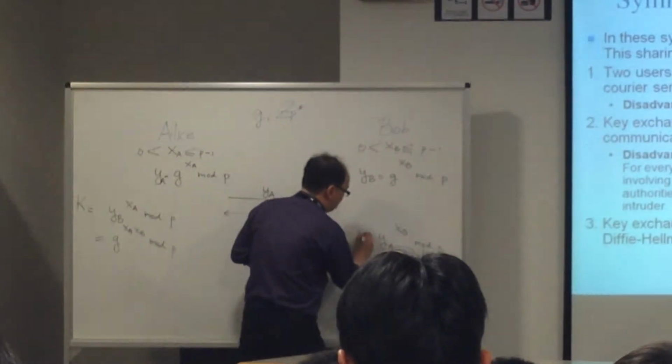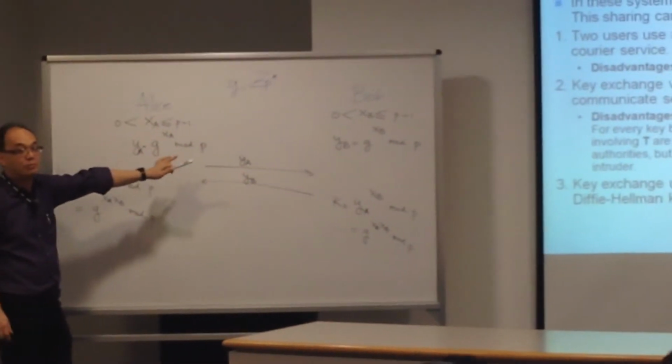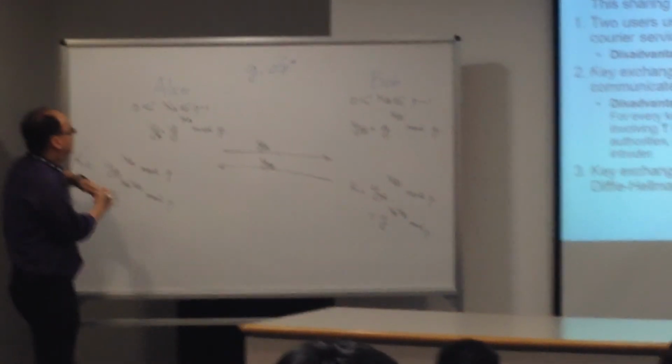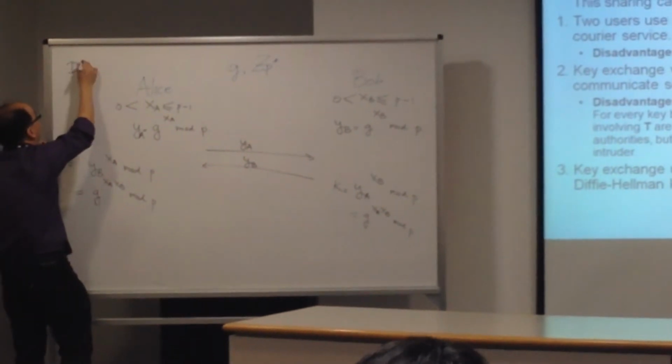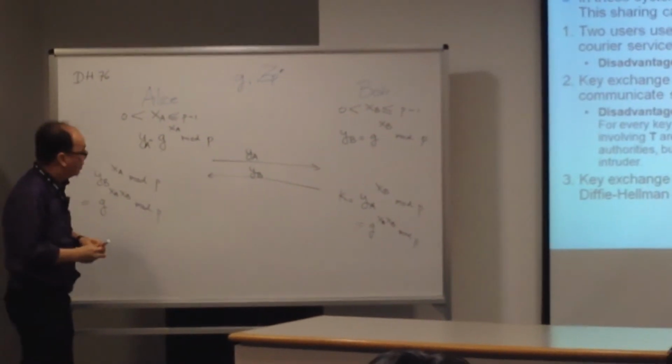So you can see that these two people can establish exactly the same key, but they have never talked to each other in real life. They have never met each other. This is actually the invention by Diffie and Hellman in 76. You may ask me, what is so special about this?